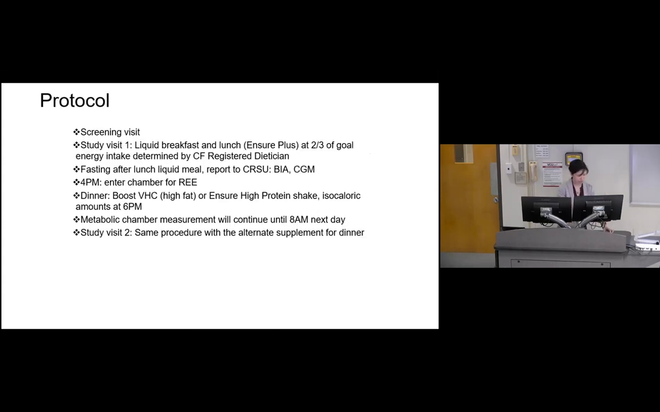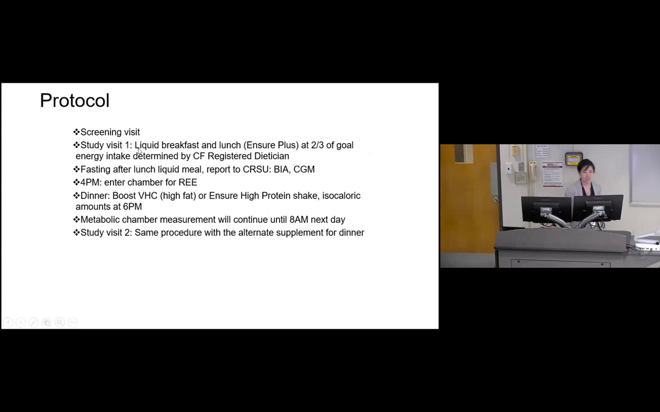So just a brief overview of the overall protocol is a screening visit to ensure that they're at baseline health, explain the protocol to them, give them a tour of the metabolic chamber so they know what to expect. And then two different study visits comparing differences between high fat and high protein meals.